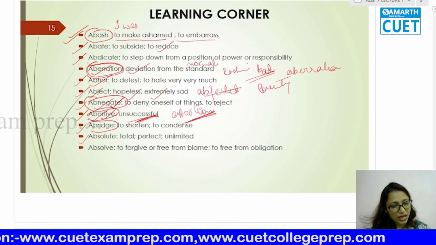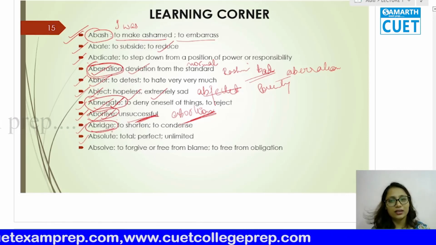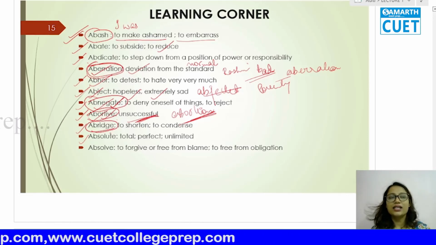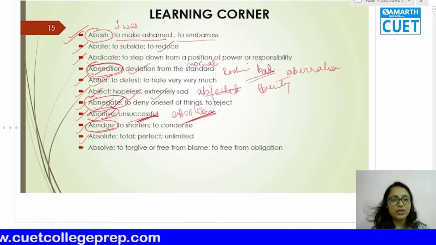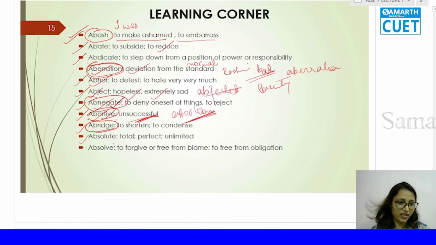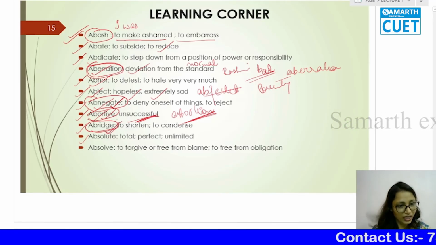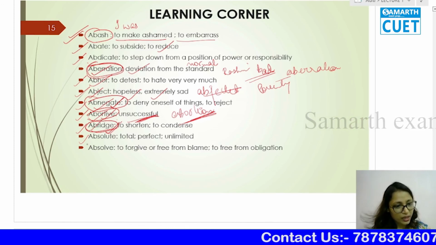Abridge. Abridge means to shorten. That means this English class is going to abridge your understanding and difficulties. I don't think it's a good sentence I make, but I'm sure you guys are going to make a good sentence. I'm not coming up with any good sentence of abridge in my mind.